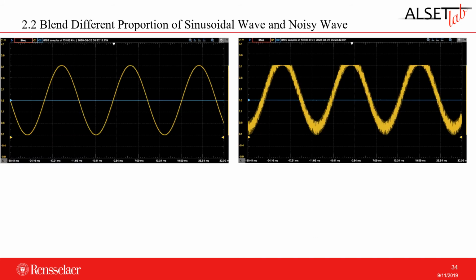The figure above shows an example of blending different proportions of sinusoidal wave. Use Waveform SDK to interact with Analog Discovery 2. The figure on the left side is a sinusoidal wave with small noise added on it. The figure on the right side is a sinusoidal wave with large noise added on it. The ratio of the sinusoidal wave's amplitude to the noisy wave's amplitude can be adjusted in the Python script.